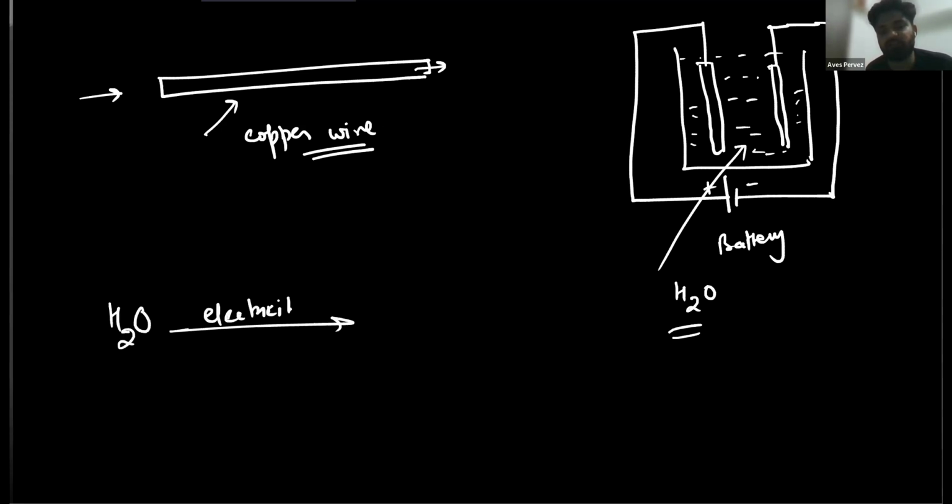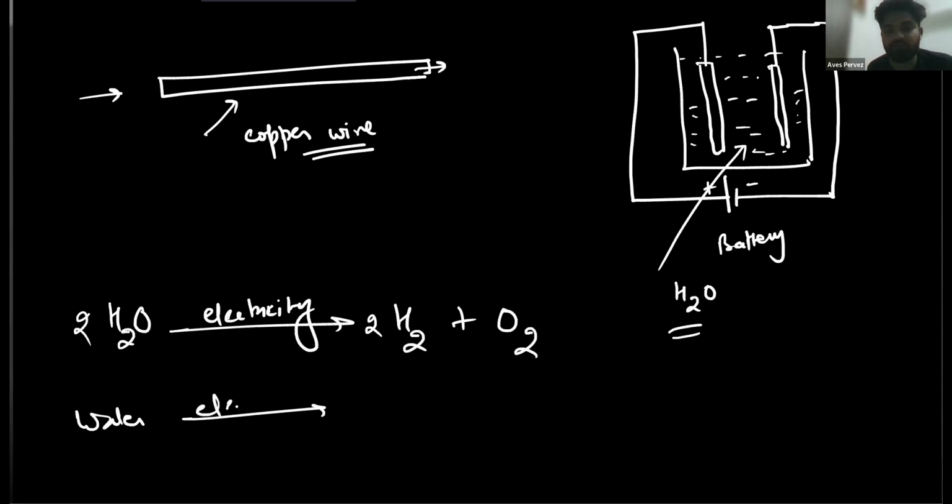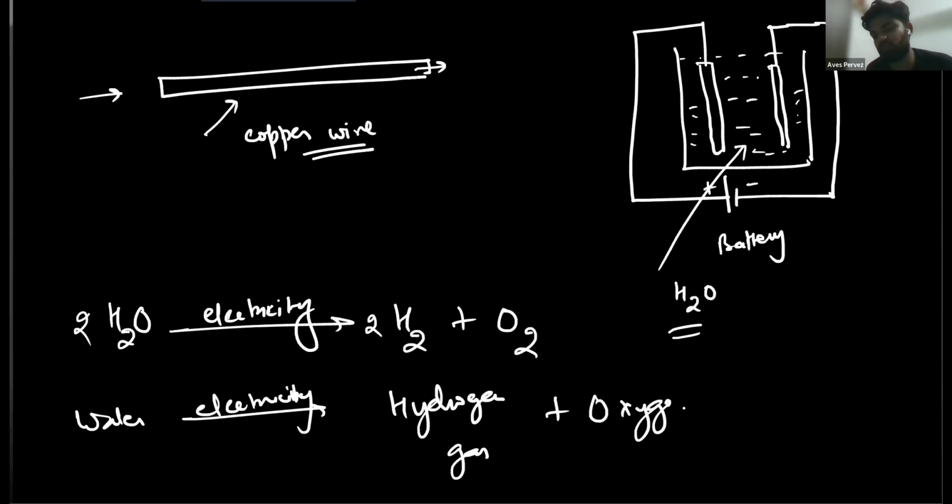This is not the electricity that is being used in your home. It is the electricity of a battery, like that used in cars. So H2O, on passing electricity through it, starts producing hydrogen gas plus oxygen gas. Okay, you understood?